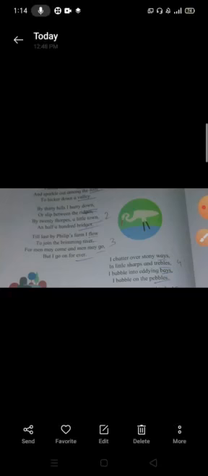Now let's start with stanza 4. Stanza 3 has rhyming words: flow, go, river, ever. These are the rhyming words in stanza 3. Let's start with stanza 4. I chatter over stony ways, in little sharps and trebles, I bubble into eddying bays, I babble on the pebbles.